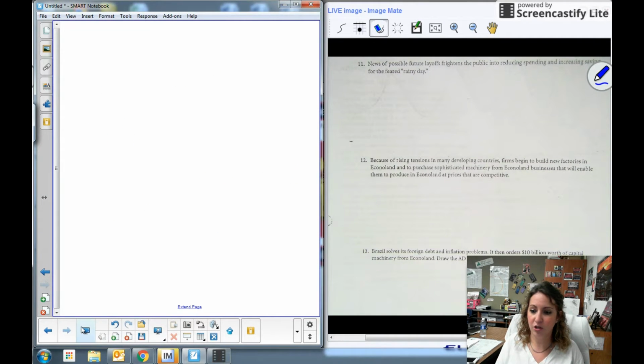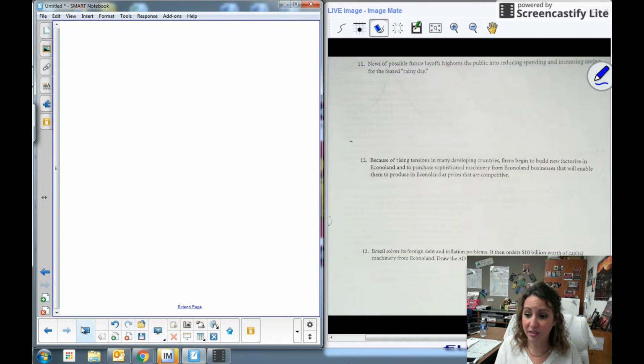So you could look at this as two different things. If Brazil buys capital machinery from Ecoland, Brazil is importing this from Ecoland. And so that's going to affect the imports and therefore net exports. And Ecoland is going to be selling all this stuff to Brazil, which means the XN of Ecoland is going to increase, increasing aggregate demand, increasing GDP.